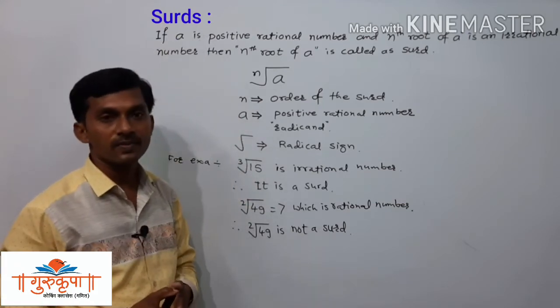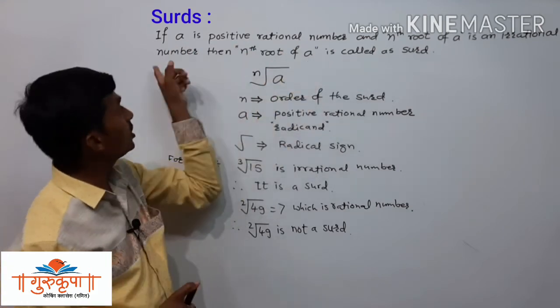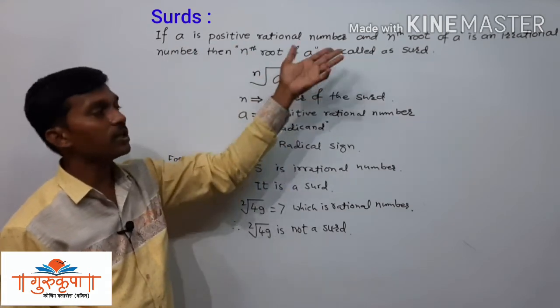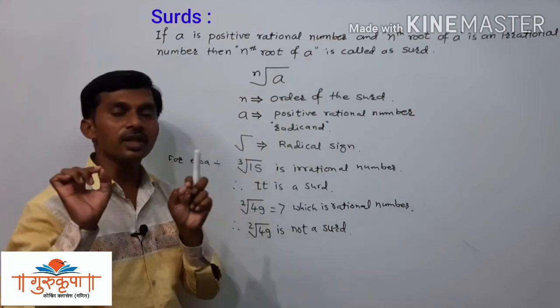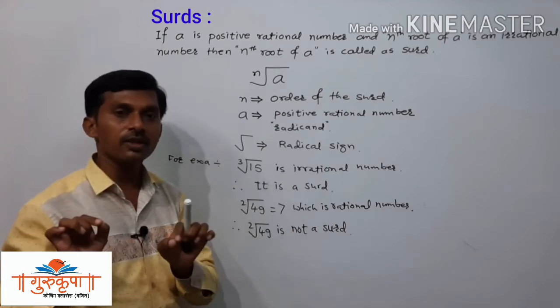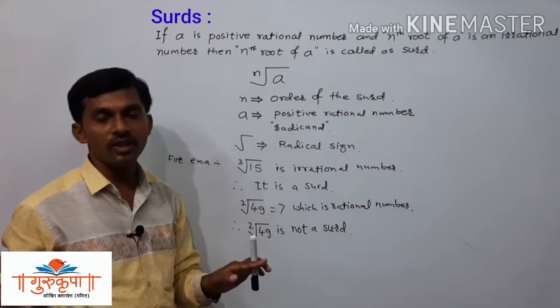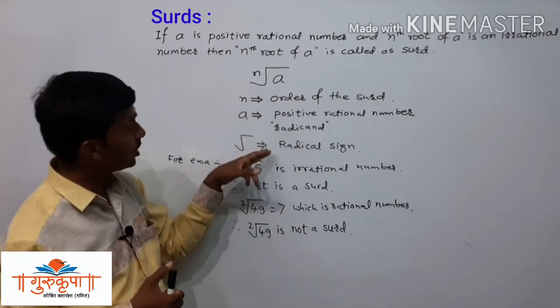Surd: if a is a positive rational number and nth root of a is irrational, then nth root of a is called a surd. In short, it is very easy. Every irrational number is a surd. If a number is irrational, then it is a surd. Now these things are very important.